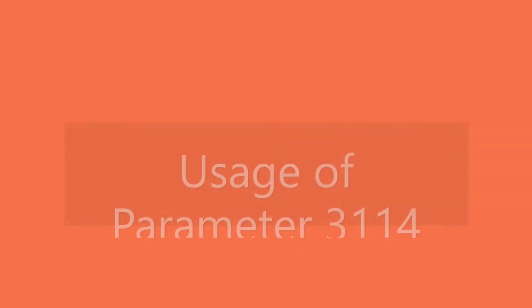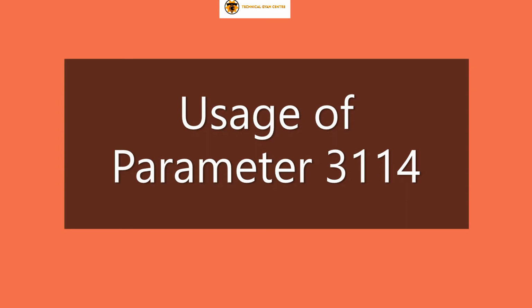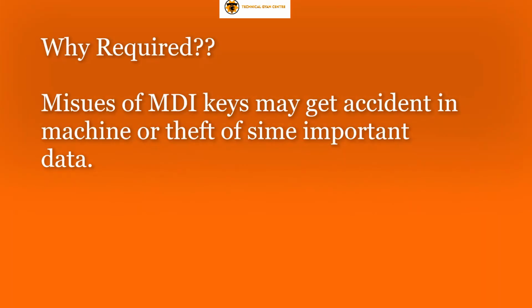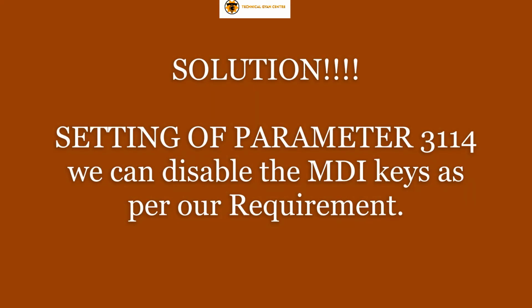Today again we have come up with one more interesting knowledge about one parameter, yes, that is 3114 parameter. So now you will ask, what is the use of this parameter? So friends, you know that in the MDI panel, some function keys are there for special purpose. But misuse of these keys may lead to accident or some malfunction in the machine. Hence, for disabling these MDI board keys, there is one parameter, that is 3114.